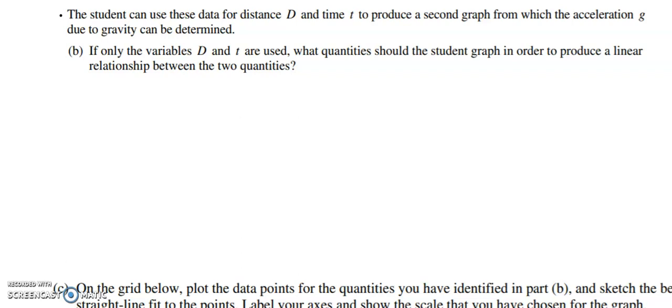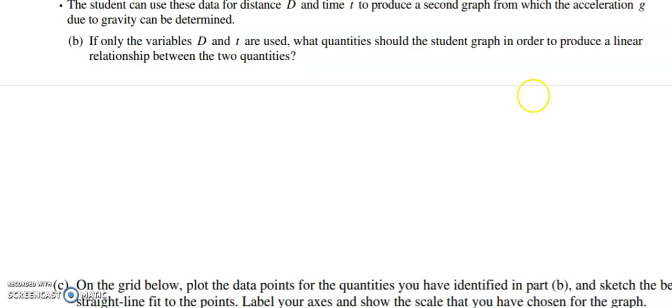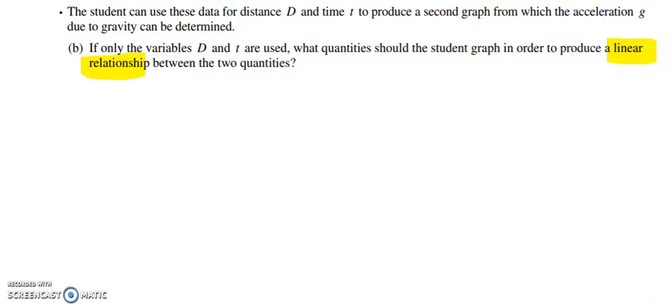The student wants to use time t to produce a second graph from which acceleration g due to gravity can be determined. For B, if only the variables d and t are used, what quantities should the student graph in order to produce a linear relationship between quantities? If it says linear relationship, I know I'm probably going to be linearizing in this problem. First thing, I'm going to try to figure out some equation that represents the relationship between d and t in this data.